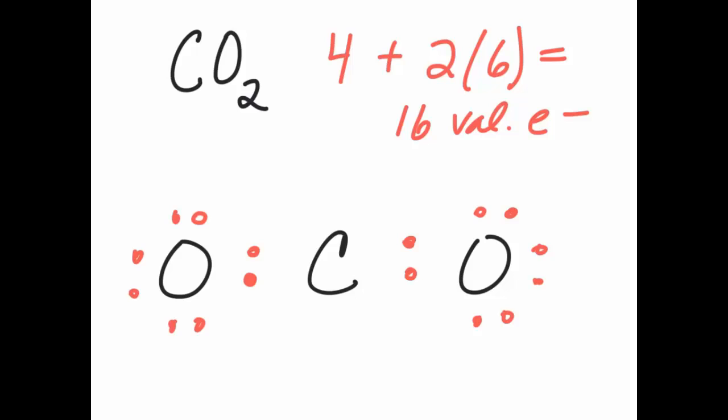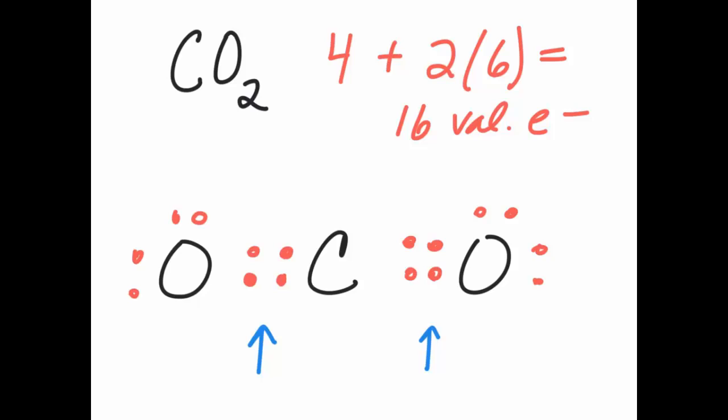You're right. What if I moved these 2 valence electrons on the bottom and put them in between the molecules? And then this set of valence electrons, what if I moved them and put them here? Do you see what's going on? There's a double bond on the left, and there's a double bond on the right.